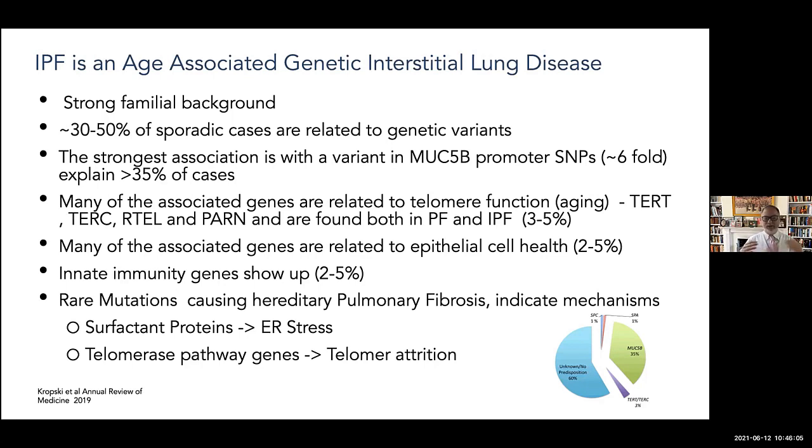And then there are many other genes that are related to what we call telomere function. Telomere is sort of the clock in our cells, in our body, that tells us we're aging. And this is found in around 3 to 5%. Then there are genes related to the health of the lung lining, again around 2 to 5%. And then there are genes related to our immunity. There are also rare mutations that cause really hereditary pulmonary fibrosis. So pulmonary fibrosis is a genetic interstitial lung disease.